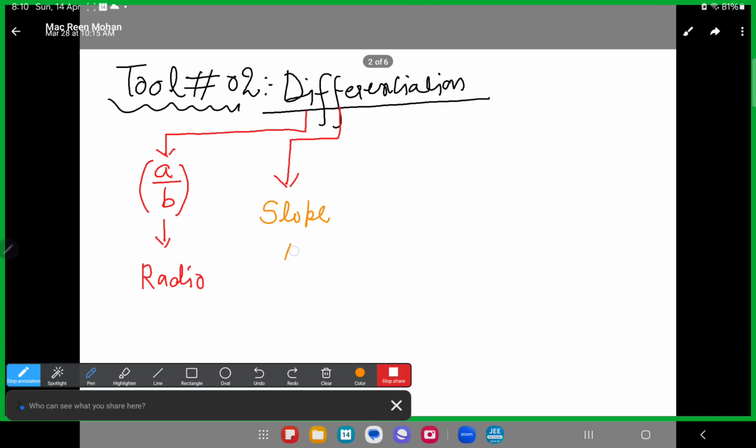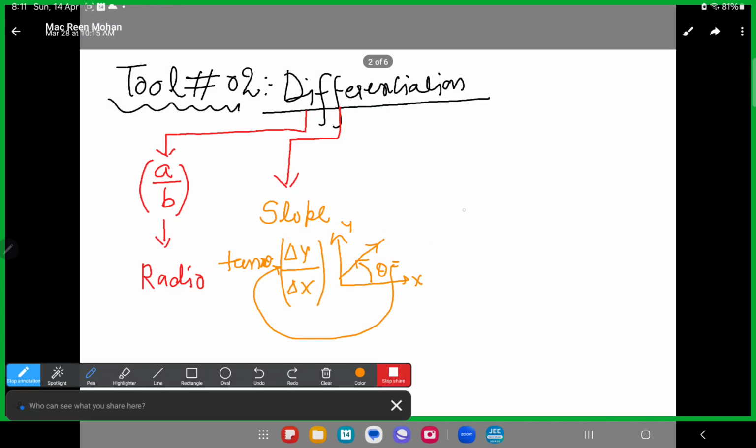Like you have seen delta y by delta x in graphical language. Once there is an x and y axis and any line making angle theta with the positive direction of x axis, that is called slope. Clear? And you can also equate it to tan theta or tan x. Tan theta, that is called slope. Fine. So what is the other feature of differentiation?